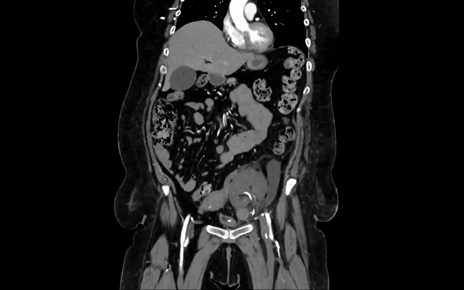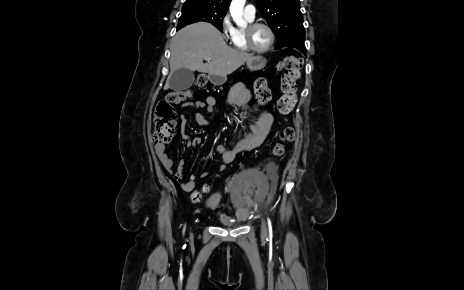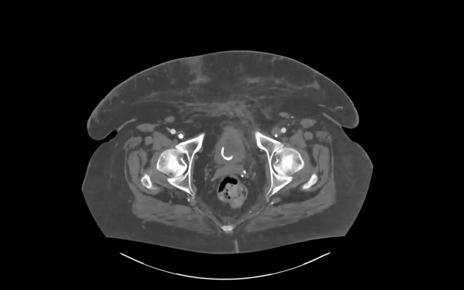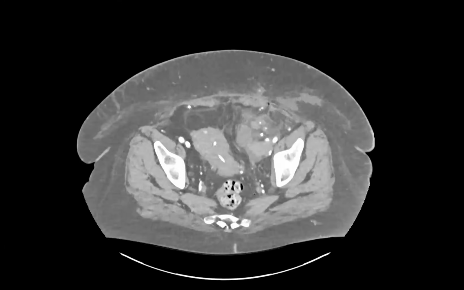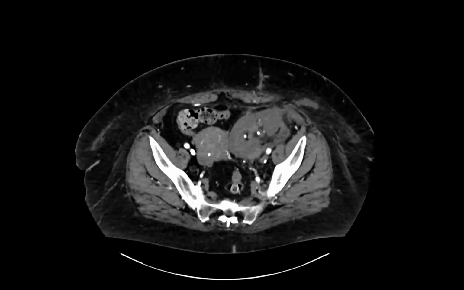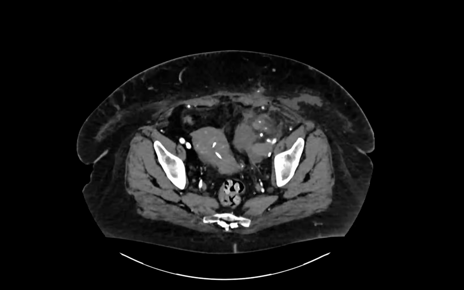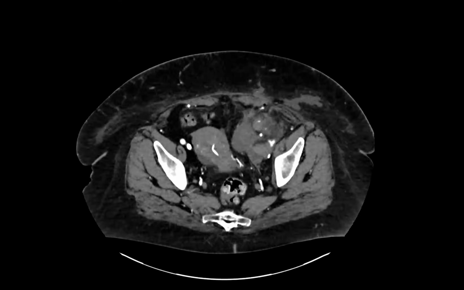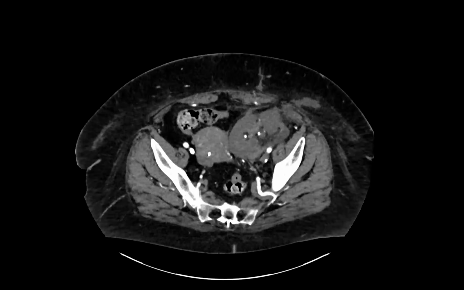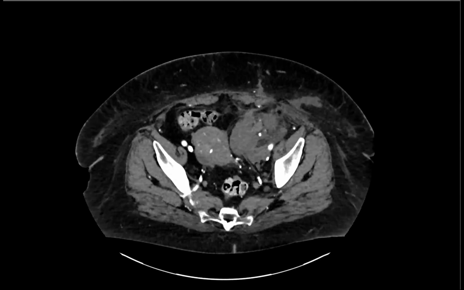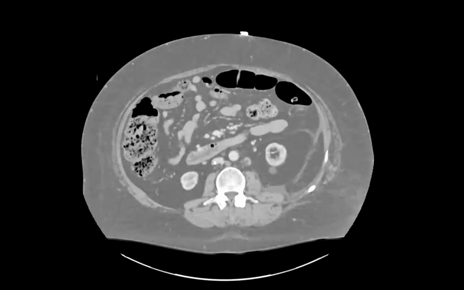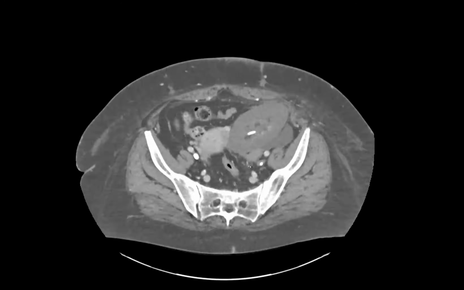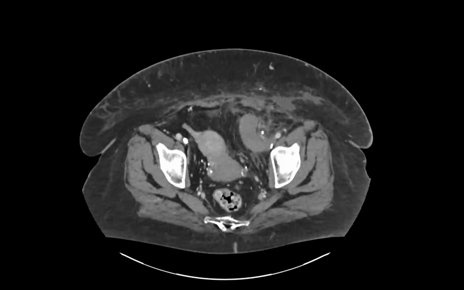And then here is the pre. Oh no, this is arterial. Looks like the artery's patent. Yes, that's correct. And then here's the venous. But the entire kidney is not enhancing normally. It's like completely dark. Yes, it's devascularized.